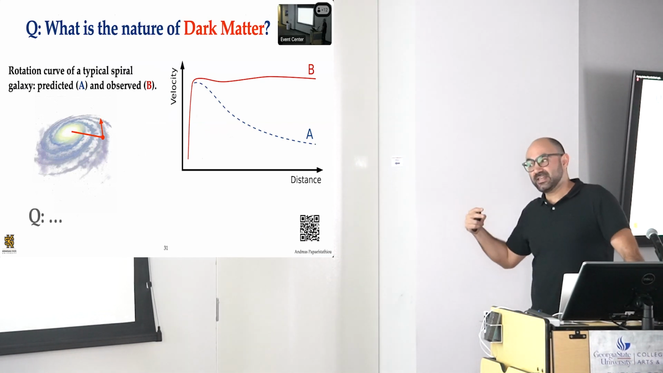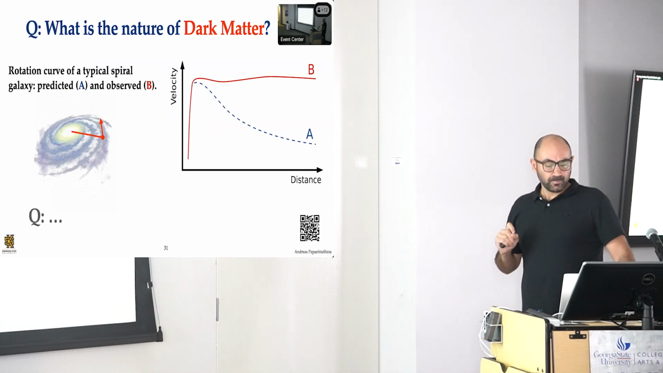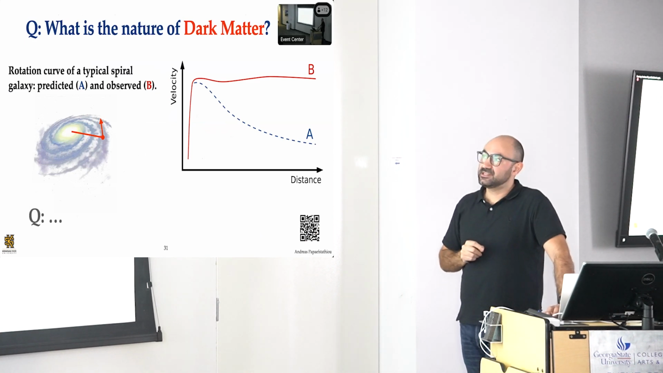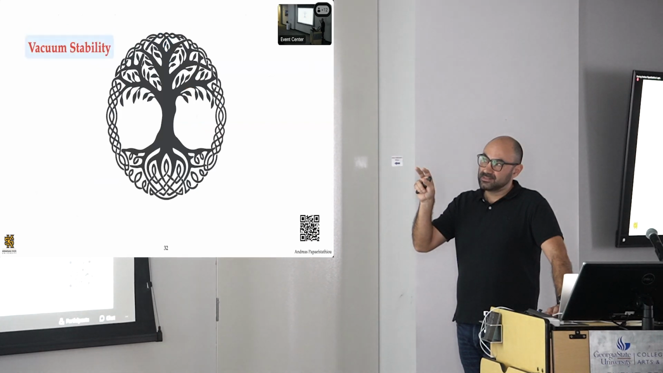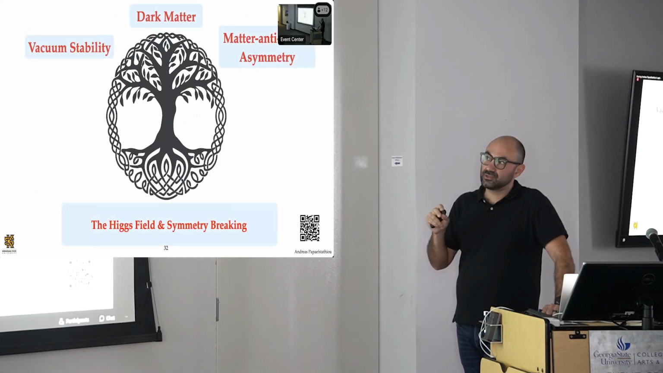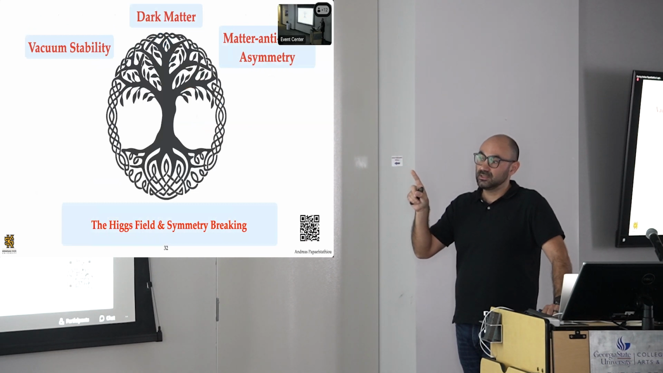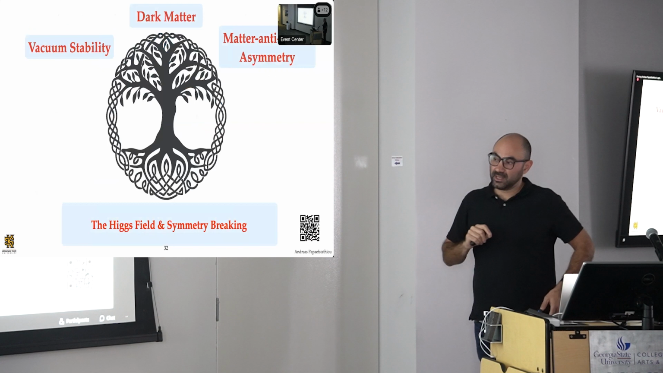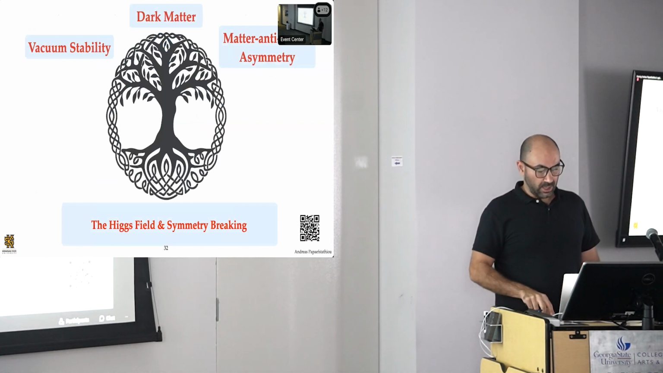Okay, I just wanted to emphasize that this is a limited set of questions, and there are many more questions that we need to understand in physics. I'm going to focus on these three, because I think there is a connection. So the vacuum stability, dark matter, and matter-antimatter asymmetry could be connected through the Higgs field and the mechanism of symmetry breaking that I'm going to discuss in a second.